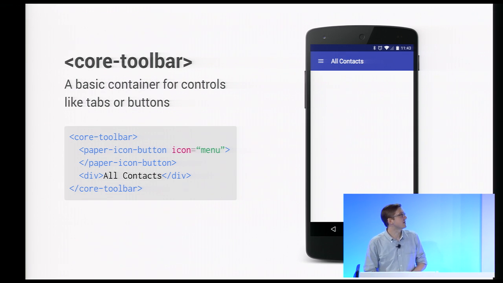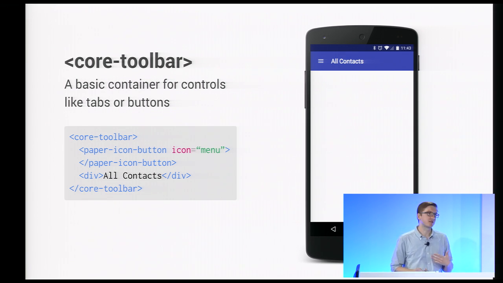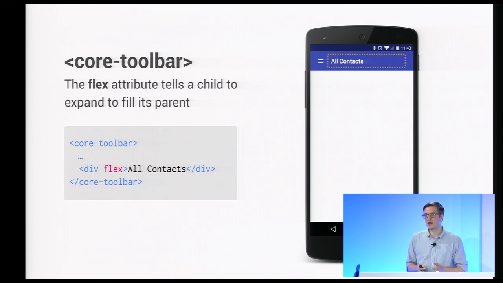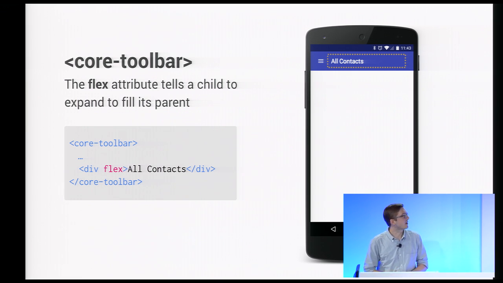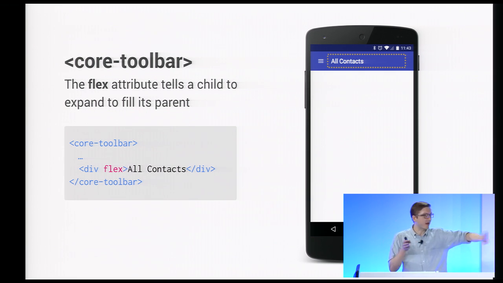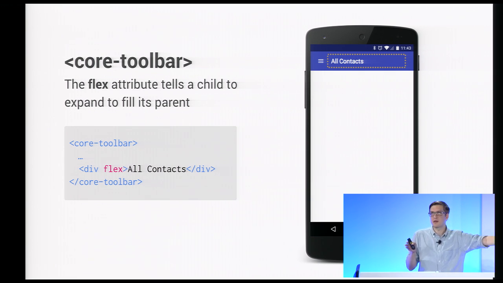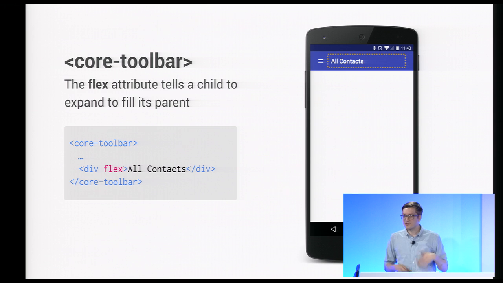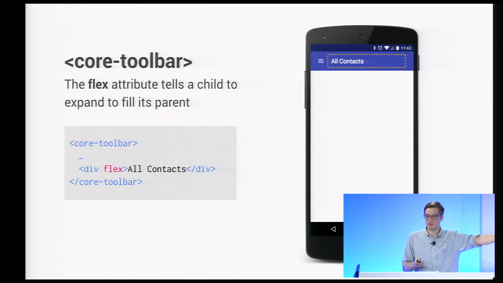Now, one of the cool things about the core toolbar is that since it uses Flexbox, I can kind of take advantage of that a little bit. There's these things called layout attributes in Polymer. And what I can do is tell the title of my toolbar that I want it to flex to take up as much space as it can inside of the toolbar. And this is a really handy trick to know because it means that I can then pin controls to the other side of my toolbar.